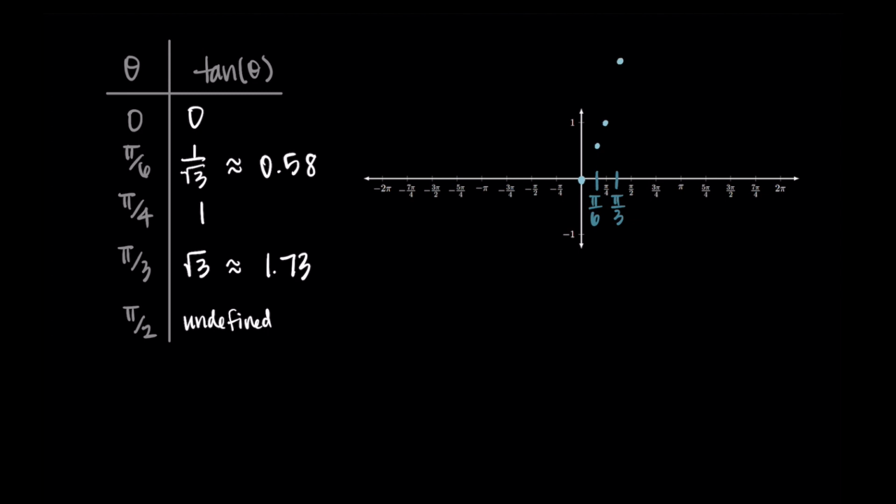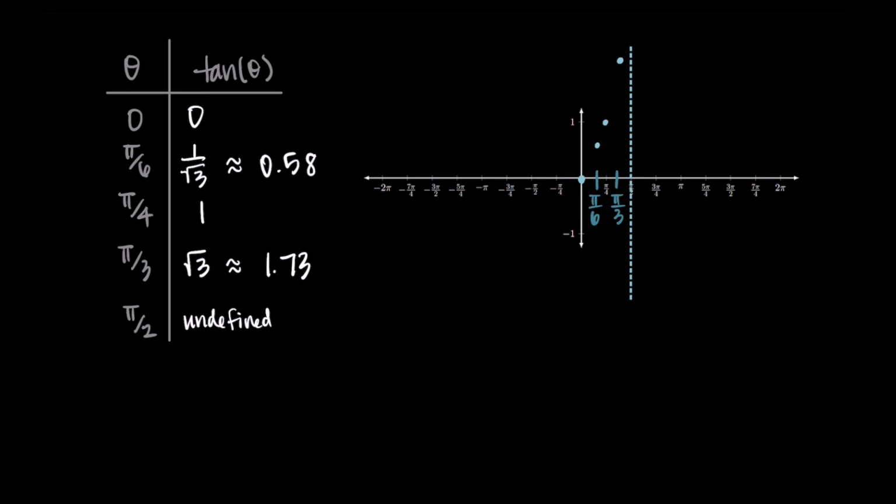I'm just reusing the same axes for the sine and cosine graphs, so it's just a little small here, but it does the job. Then at pi over 2, I'm undefined. And so this might just be like a hole in the graph, but since I know what's going on here, I know that it's a vertical asymptote. So there's actually a vertical asymptote at pi over 2.